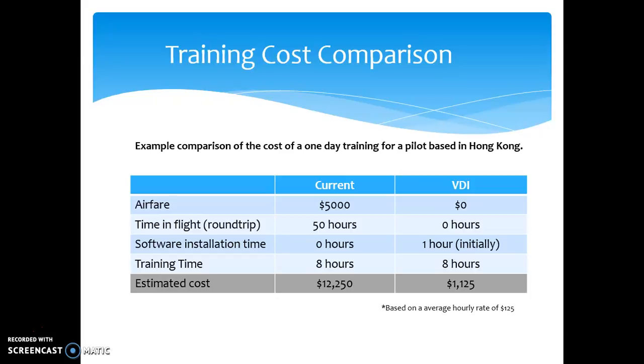Here's a quick training cost comparison for a pilot that's based in Hong Kong, based on an hourly rate of $125, to come to Memphis or to use the VDI environment. Currently, about an estimated $5,000, 50 hours in flight round trip to come from Hong Kong, and the training time is 8 hours, so it costs about $12,250 to bring the pilot here to train on the Simfinity software. Whereas if we use the VDI environment, the pilot can stay in Hong Kong, which means no airfare, no flight, and about an hour to install the software, 8 hours to run it, which would cost about $1,125 using the VDI environment.